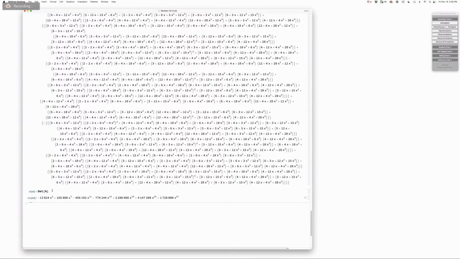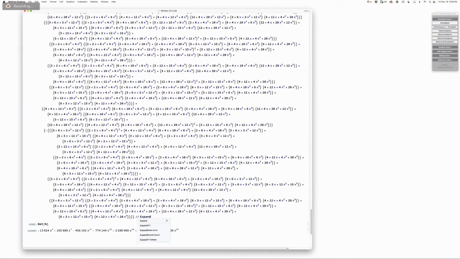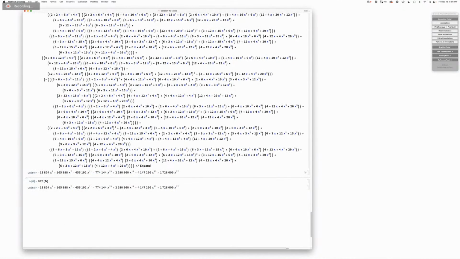Ta-da, much simpler. Now we could get to that simpler result by taking this whole mess here and saying expand that, and we'll get the same result. But the whole point is, now the whole way we deal with polynomial matrices allows us to give the expanded result immediately without spending all that extra time computing all those intermediate pieces with the unexpanded result.